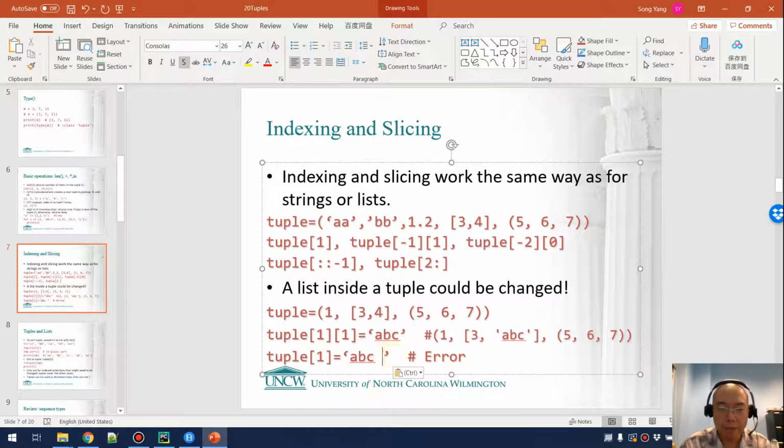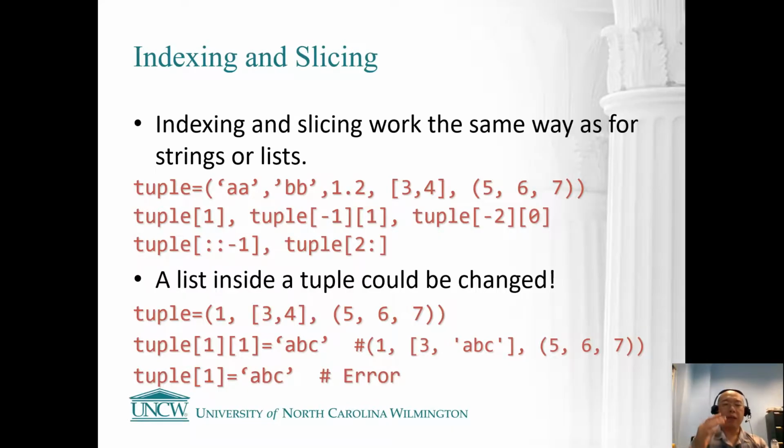Okay. Yes. But if we want to change the index 1 to ABC, so we are taking out the 3 and 4 as a member of the tuple, and then we are plugging in ABC, there will be an error. Because in the first case, we are not changing the tuple itself, we are changing one member in the tuple. However, if you're doing this version, we are changing the tuple itself. We are erasing one member and then trying to plug in another member in the same place, and Python doesn't allow us to do so. Okay?